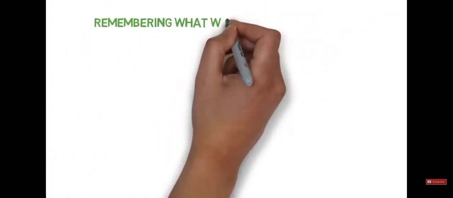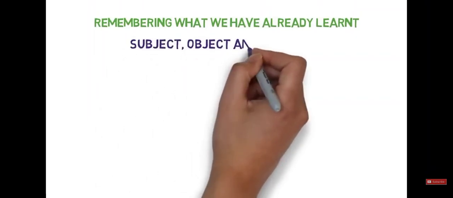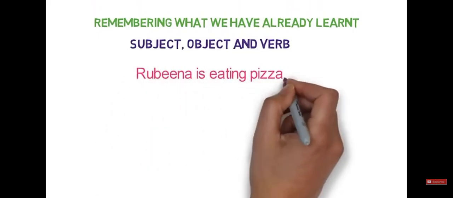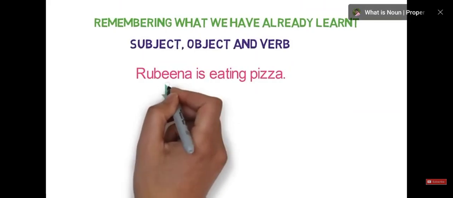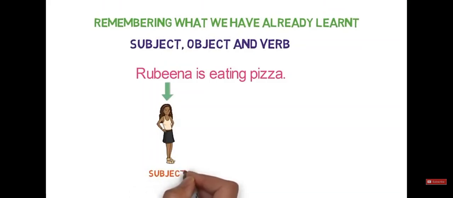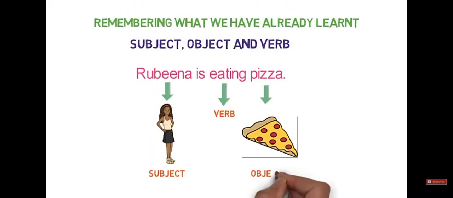Let's first quickly remember what we have already learned about subject, object and verbs. Let's understand it with an example. Rubina is eating a pizza. Here, who is the doer of the action? Rubina. So, Rubina is a subject here. And what is the action performed by Rubina? Eating. So, it's a verb. And what she is eating or who is at the receiver end? Pizza. So, it's an object.